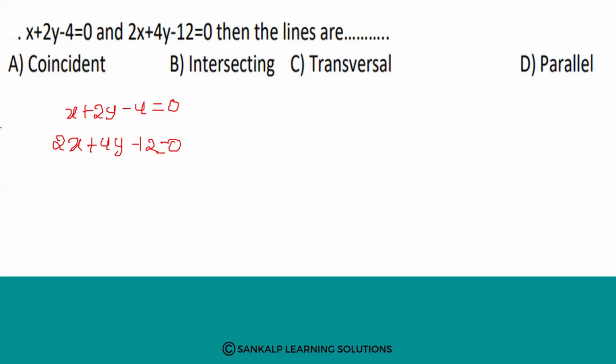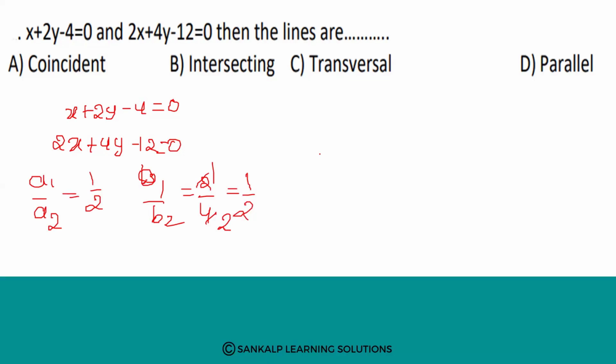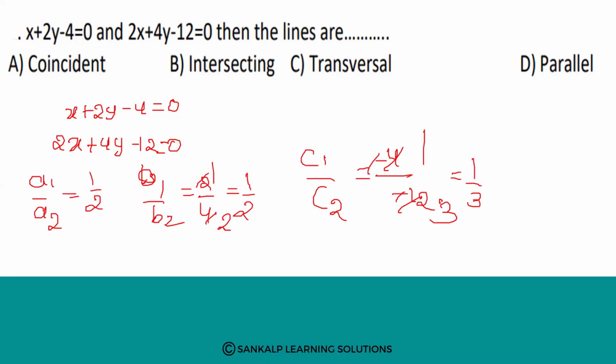Okay, so here a1 divided by a2 is 1 divided by 2, and b1 divided by b2 is 2 divided by 4, that is 1 divided by 2. And c1 divided by c2 is minus 4 divided by minus 12. 4 ones are 4, 4 threes are 12, and minus and minus will get cancelled. Here you will have 1 by 3.